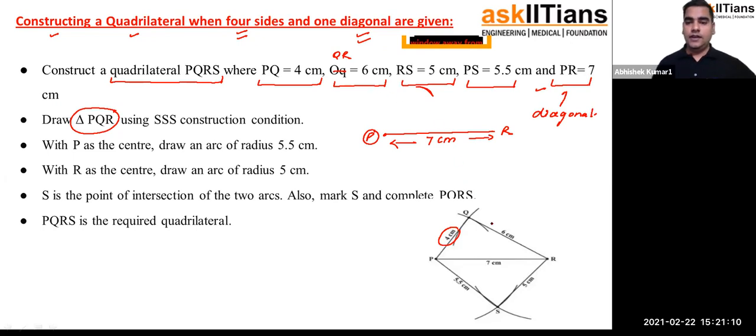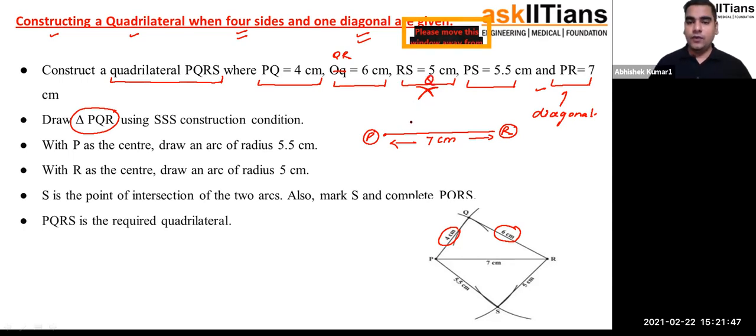Done. Now we need the third side of the triangle, that is QR. To draw QR, you have to assume R to be the center, and mark an arc whose length is equal to 6 centimeter, as that is the length of the third side of this triangle. When you mark both the arcs, these two arcs are going to cut each other at some point, and we will give a name to that point, point Q. So this is your point Q, guys.